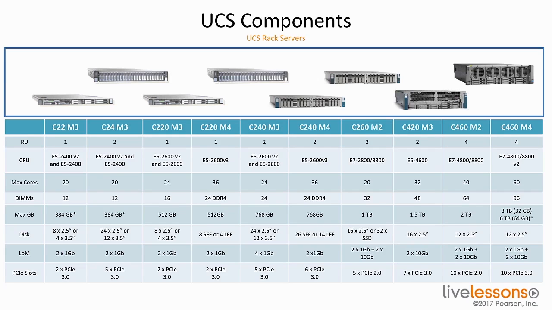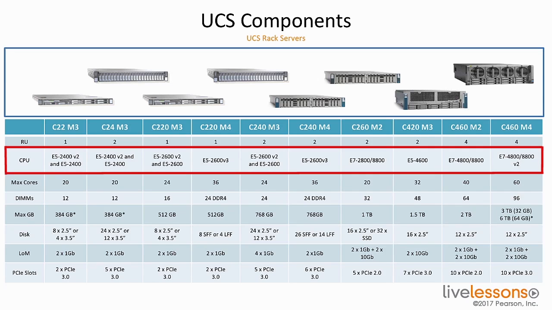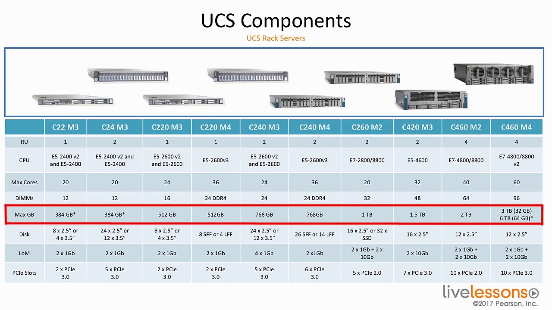So for instance, if I need a web server, I might need a smaller server than if I need a database server, which is on the right over here, where I need a lot of processor and a lot of memory and maybe even a lot of disk. So we've got every different configuration here. They have different speeds of processors, they have different amounts of memory that they accept.